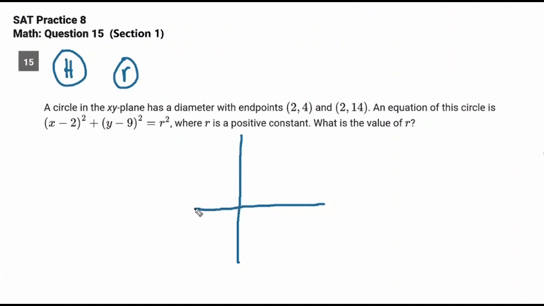Here's the XY plane. I'm going to put 2 over on x because 2, 2. And then I'm going to go up by 2's. 2, 4, 6, 8, 10, 12, 14. So the first point is (2, 4). So it goes right here. And the second point I know is (2, 14). So that's 2 and then 2, 4, 6, 8, 10, 12, 14. I'll label these points.